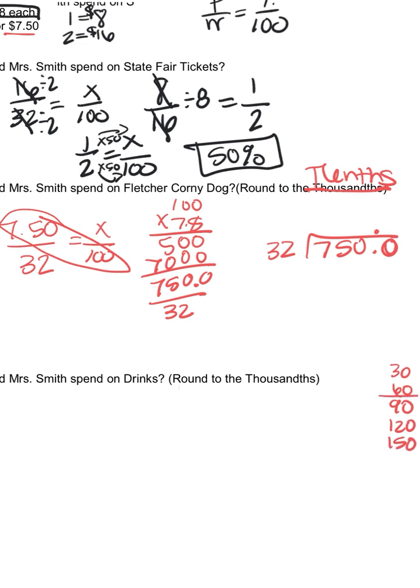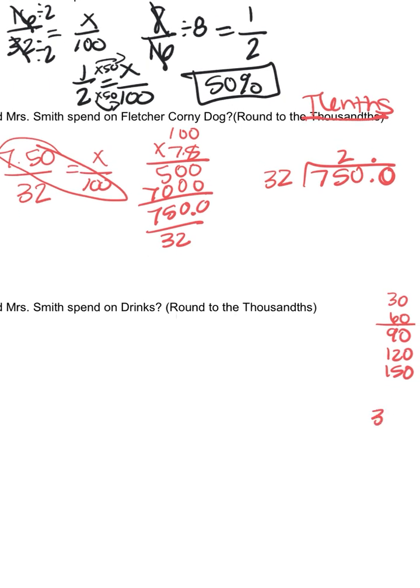I can go in there at least 2 times. So I'm going to go down here and do 32 times 2. 2 times 2 is 4. 2 times 3 is 6, to have 64. I have 1 left over here, 1 left over here.